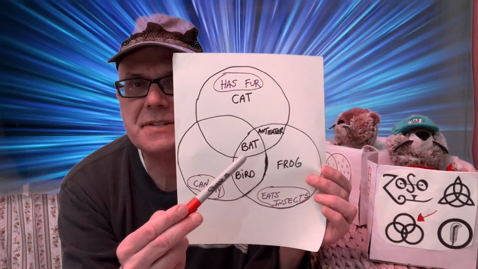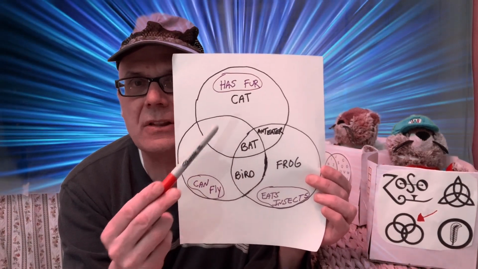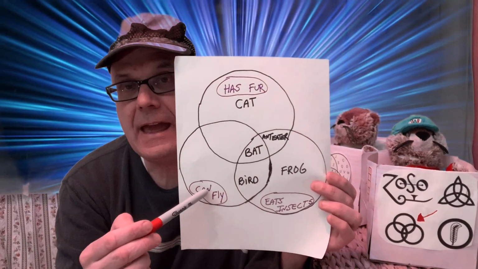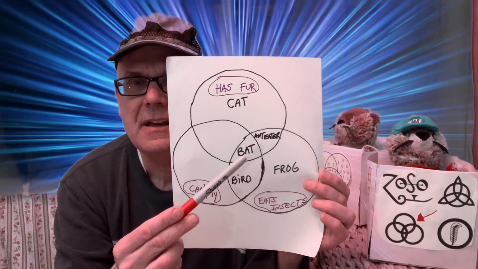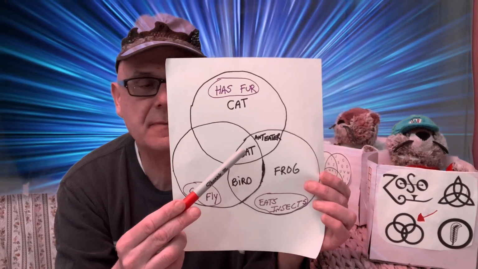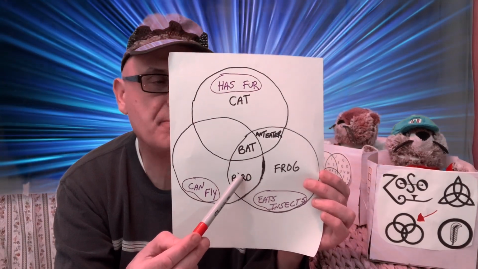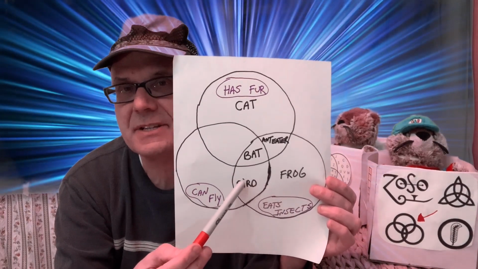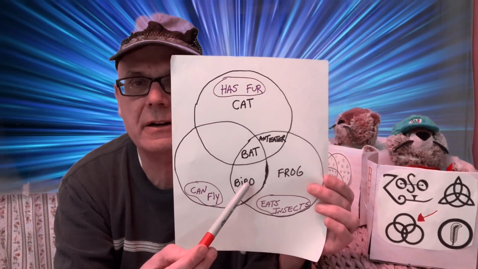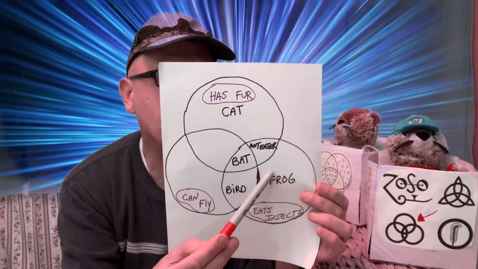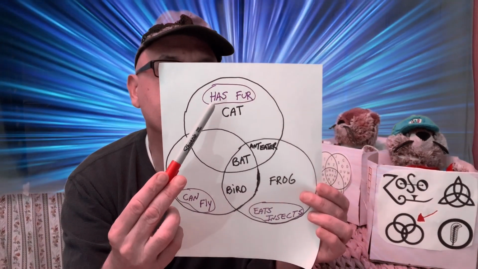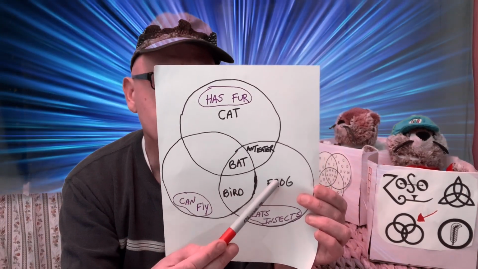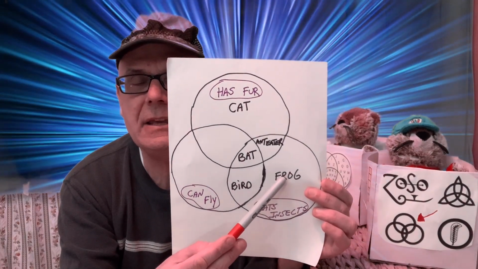Dead center, this area right here, means the animal follows all three qualities. Bats have fur, and they can fly, and they eat insects. So the spot for bat would be in the middle. Look at where bird is placed. A bird doesn't have fur, it has feathers, but it can fly and it does eat insects. The only place for bird would be right here. Frog can't fly, and it doesn't have fur either, but it eats insects. So the only place for frog would be right here.